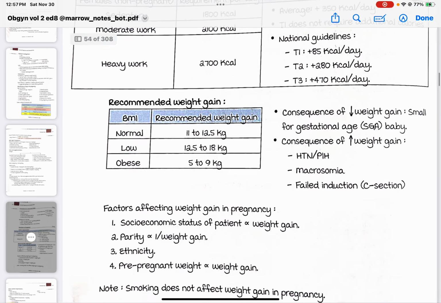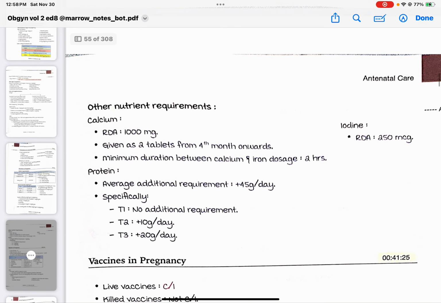Factors affecting weight gain in pregnancy: socioeconomic status of patient. Parity is inversely proportional to weight gain. Ethnicity: pre-pregnant weight is directly proportional to weight gain. Smoking does not affect weight gain in pregnancy.